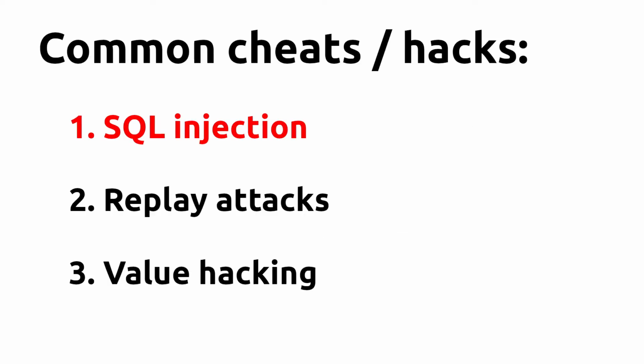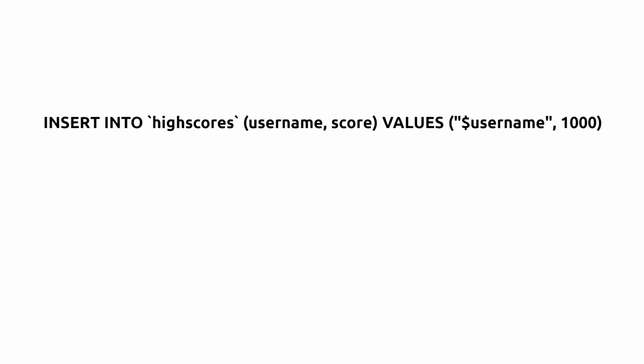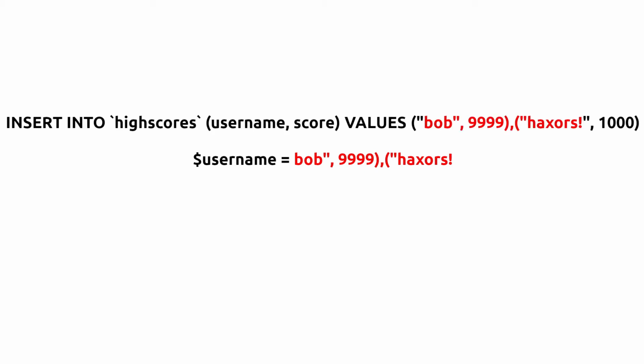Now, remember how SQL injection was one of the problems we needed to look out for? This is the time that we must figure out how to handle it. If accessing your database directly, you would send your commands as text generated by PHP. For example, we may set a high score like this. Okay, so what happens if the variable username is set to something crazy kind of like this? This would add both the entries Bob with that crazy high score and the entry Haxers with their original score.